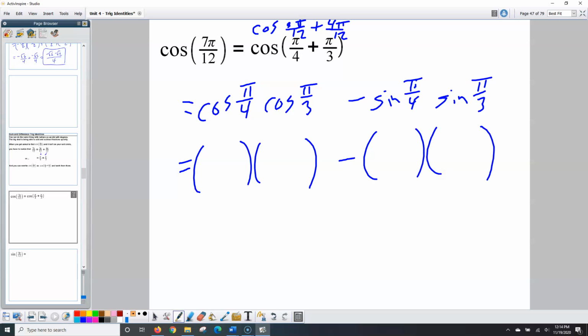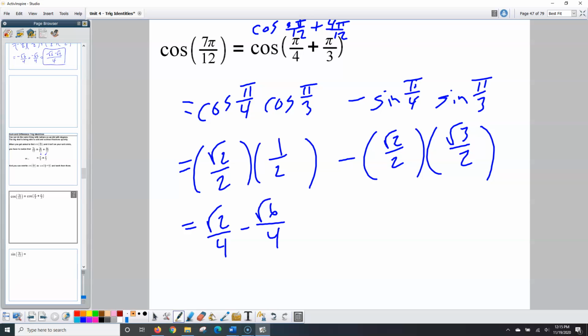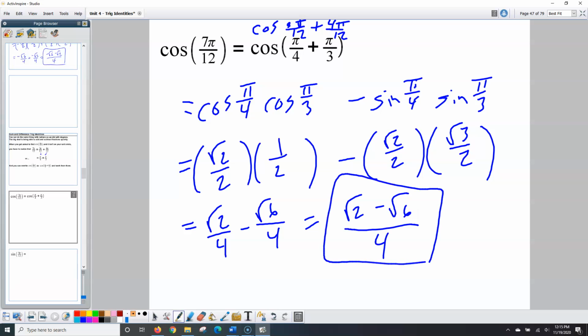Cosine of pi over 4, that's in the first quadrant. It's nice and easy. That's the square root of 2 over 2. Cosine of pi over 3 is right next to that, and the x value is 1/2. That's square root of 2 over 2, and then this would be square root of 3 over 2. Sine is the y value. Let's multiply. Square root of 2 over 4 minus square root of 6 over 4, that is square root of 2 minus square root of 6 over 4. There's those same numbers again showing up.